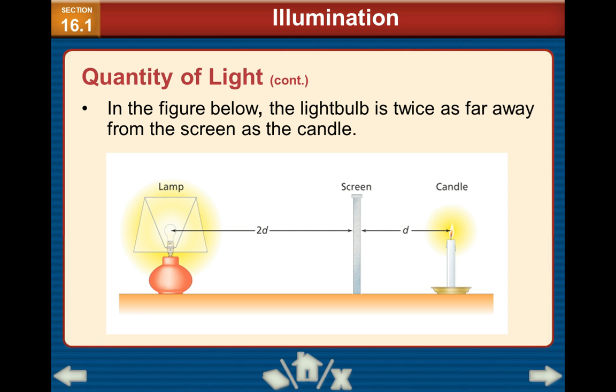Again, if we wanted to think about it, we have a candle on one side casting a certain amount of light on a screen. We have a lamp twice as far away on the other side of the screen, casting the same amount of light. How bright does the lamp have to be in relationship to the candle? Well, it can't just be twice as bright, it has to be 4 times as bright.